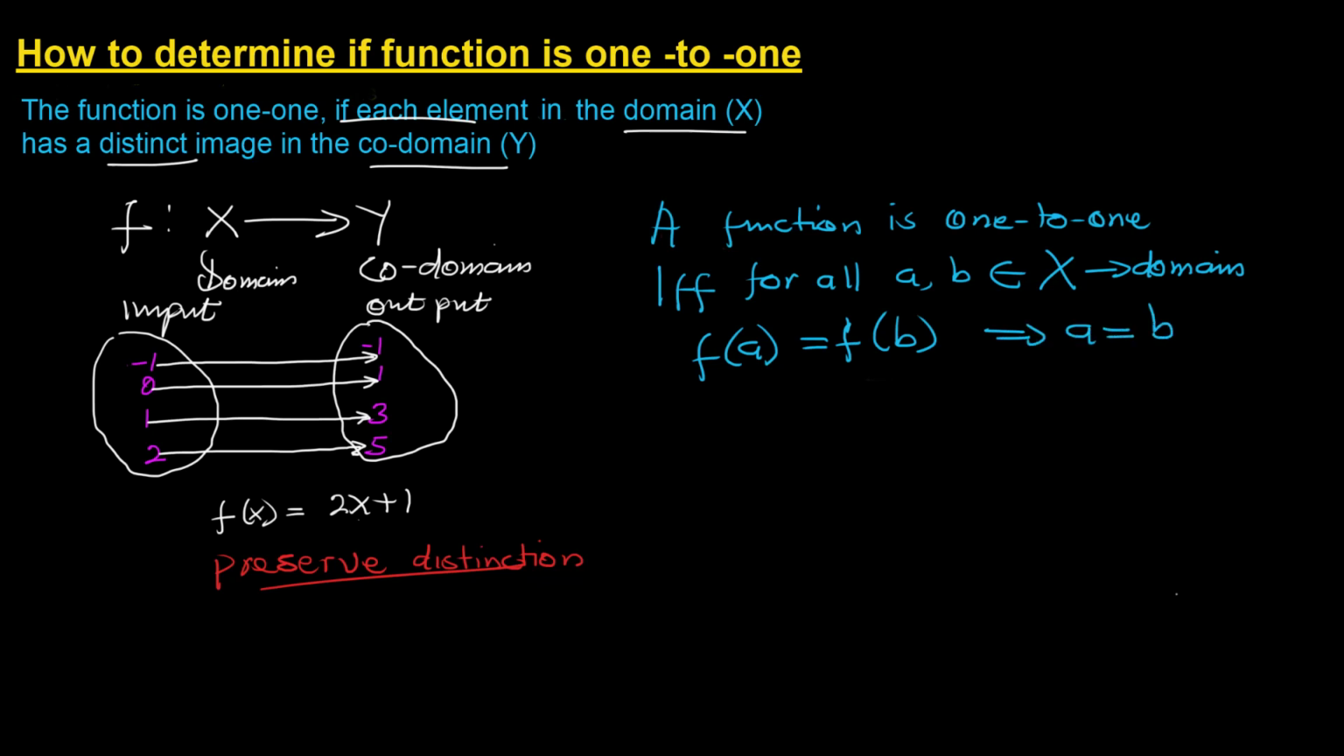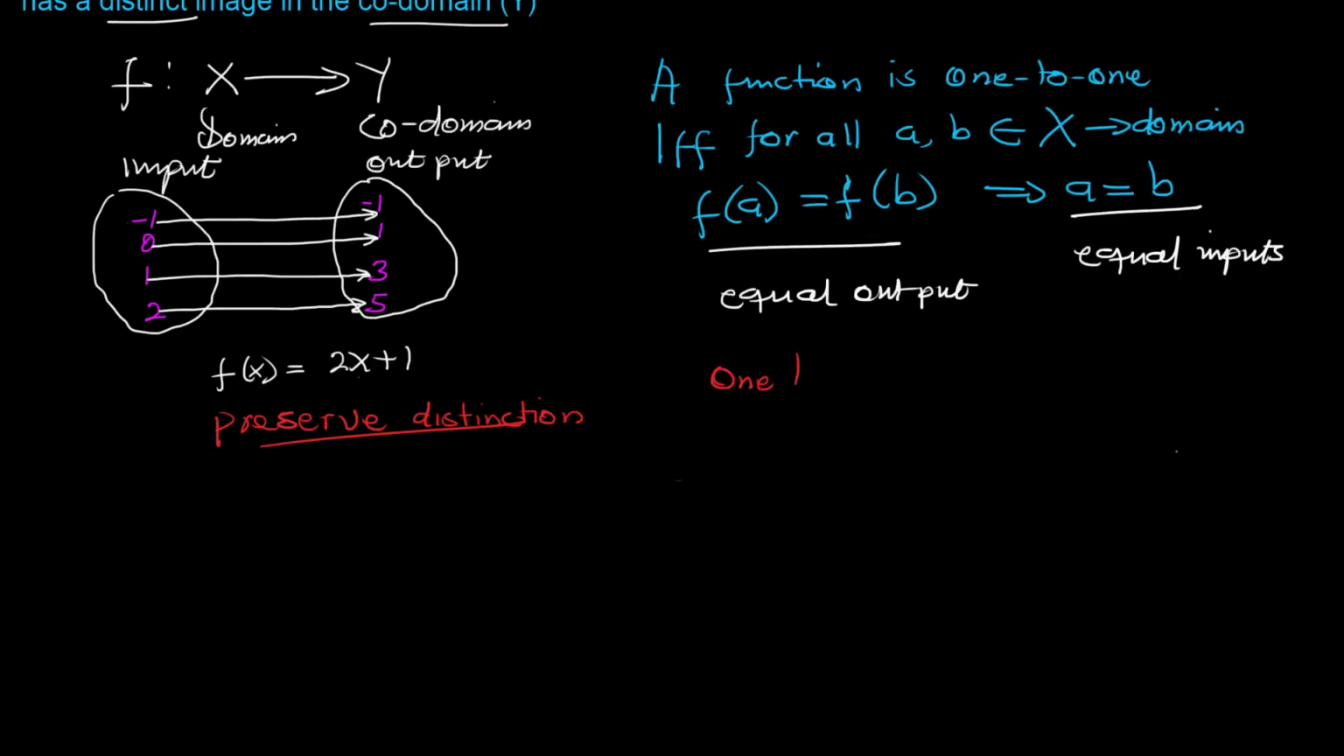So we see that from here we have equal outputs. This implies equal inputs. This is the formal definition for a one-to-one function. Another name for one-to-one is injective. So we can go up here and update our definition and put injective. So that is another name for one-to-one functions.